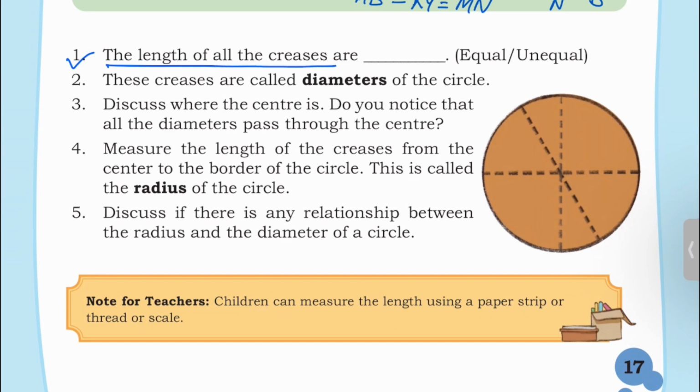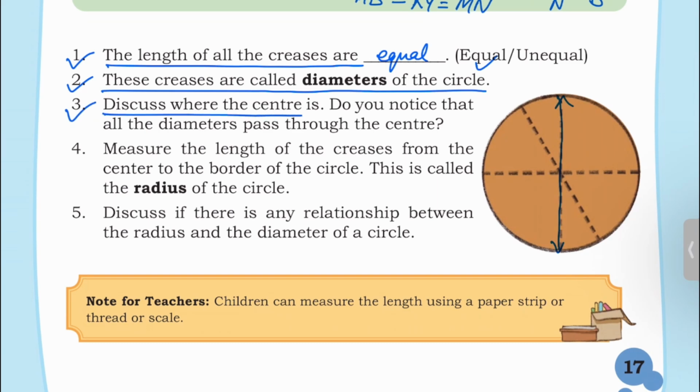One, the length of all the creases are equal. 2. These creases are called diameters of the circle. These crease lengths are known as diameters of the circle. 3. Discuss where the center is. The point where all these creases meet is the center. Do you notice that all the diameters pass through the center? Yes, all the diameters pass through the center.